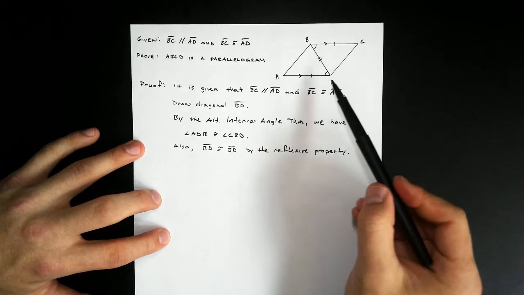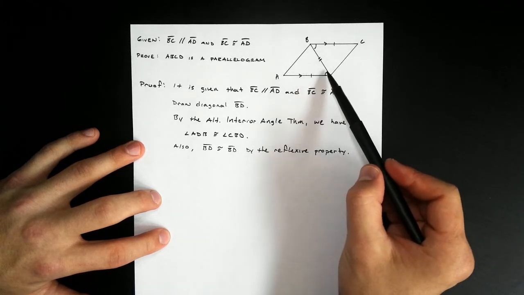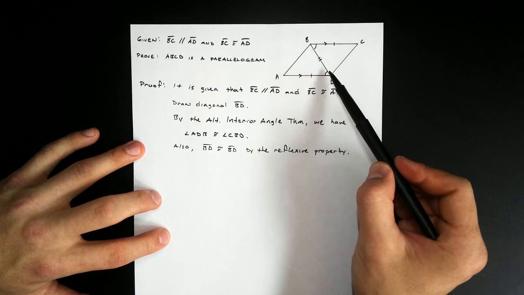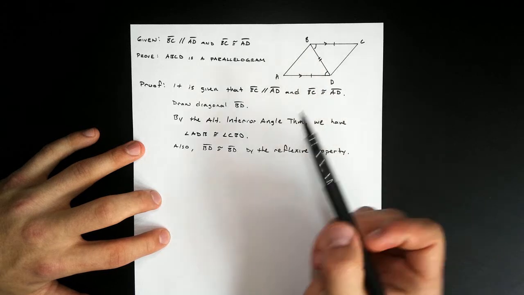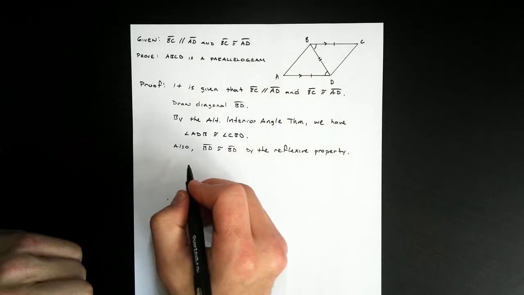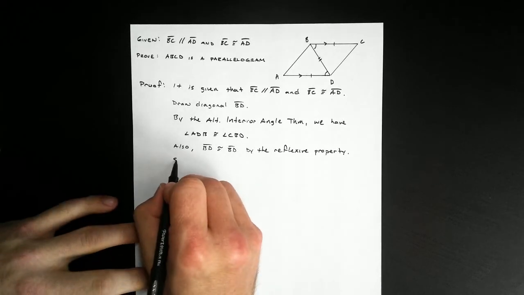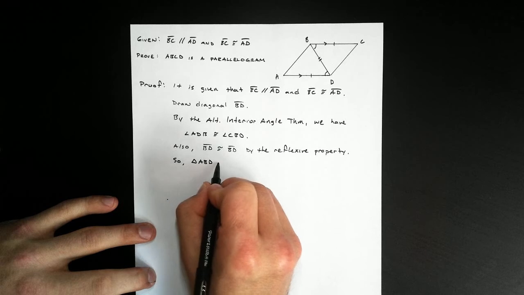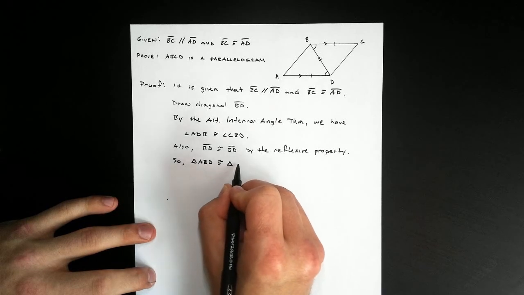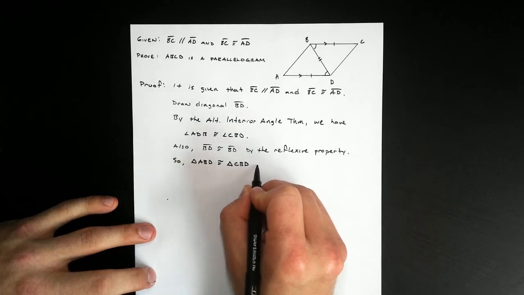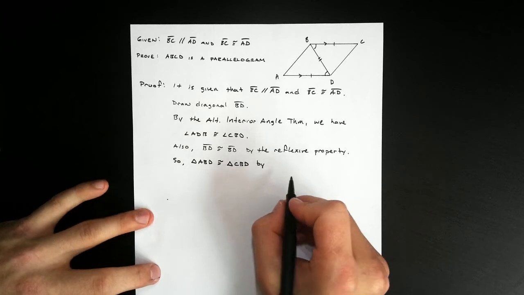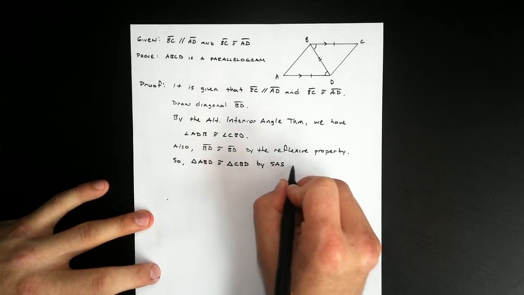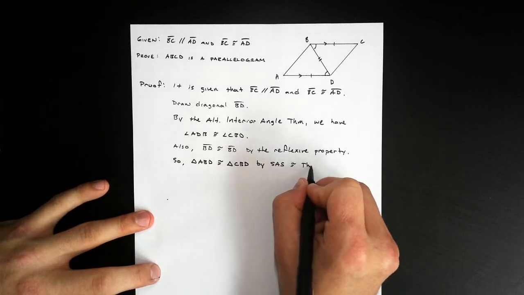And with that, we now have our side, we have an angle in the middle, and then we have another side in both of these triangles. So then we know that the triangles are congruent to each other. So triangle ABD is congruent to triangle CBD, and the theorem we're using is the side angle side congruence theorem.